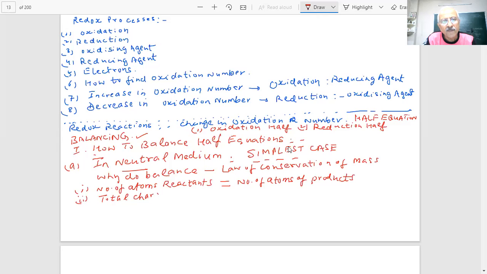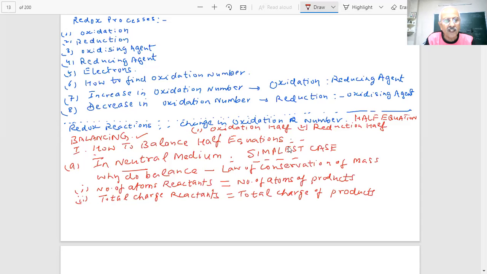charge of reactants, student, must be equal to the total charge of the products. These are the two important points on the basis of which we are going to balance our equations. Is it true? Tell me. ठीक है? Yes, sir. Okay, very simple thing.